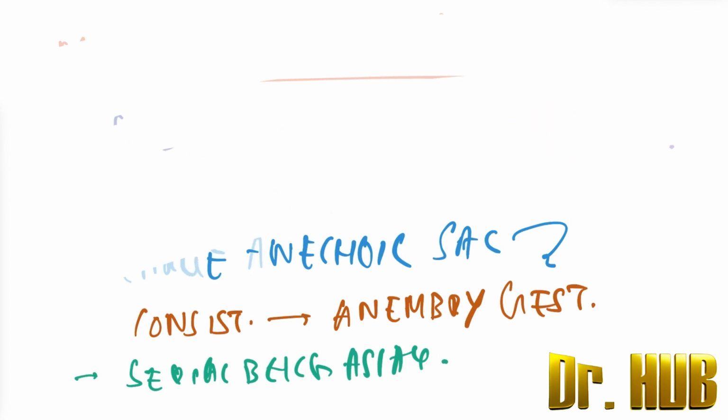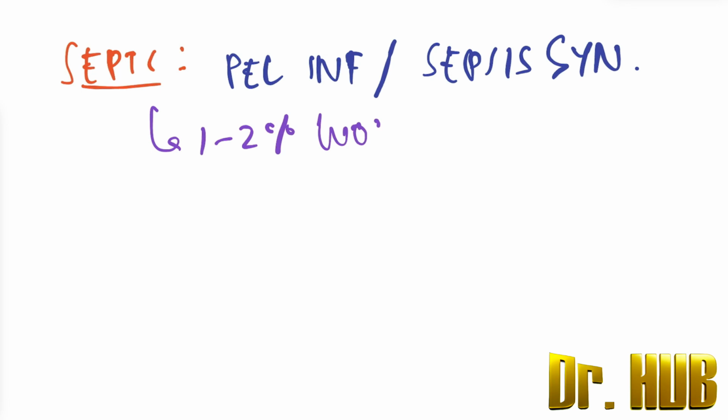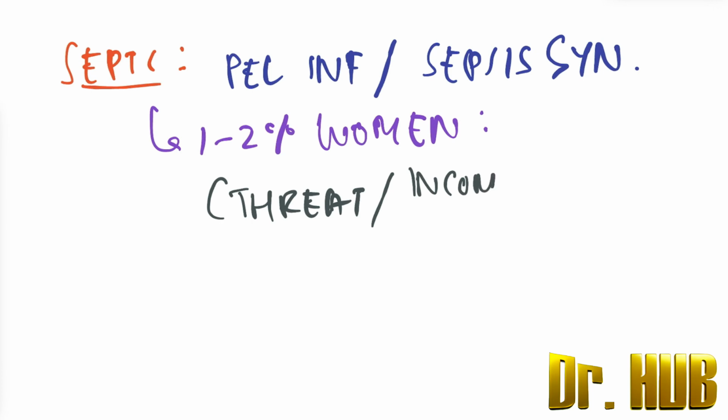Now let's look at the septic type. In terms of septic, there is a pelvic infection as well as the sepsis syndrome. Sepsis syndrome is seen in about 1 to 2% of the women with a threatened or incomplete miscarriage.